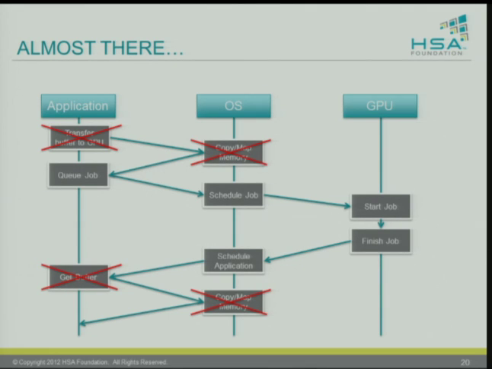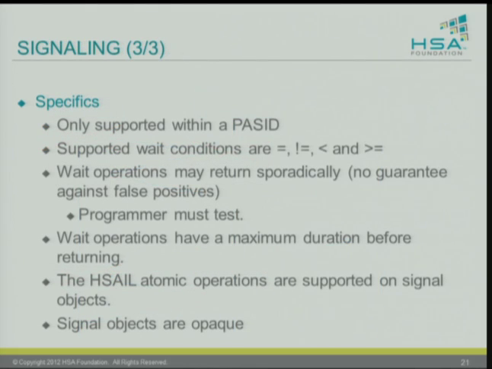Okay, let's go back and look at our picture. If we add signaling, remember this box here where the GPU, when it was done with its work, would tell the operating system, and then the operating system would invoke the application on the CPU. Now we can get rid of that because the application can just wait on something being produced by the GPU, and it will get woken up automatically via the signal. So things are looking pretty good here. Ideally, we'd just like to be able to queue the job and have the job executed, but we still have this block here where we schedule the job on the GPU.